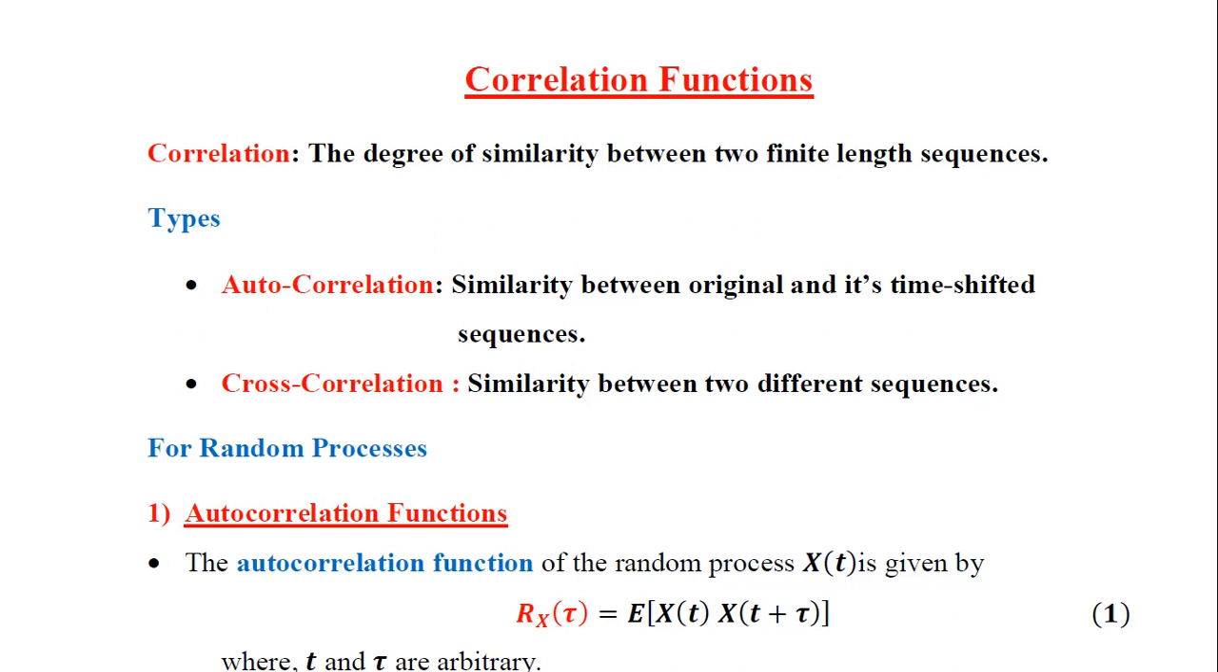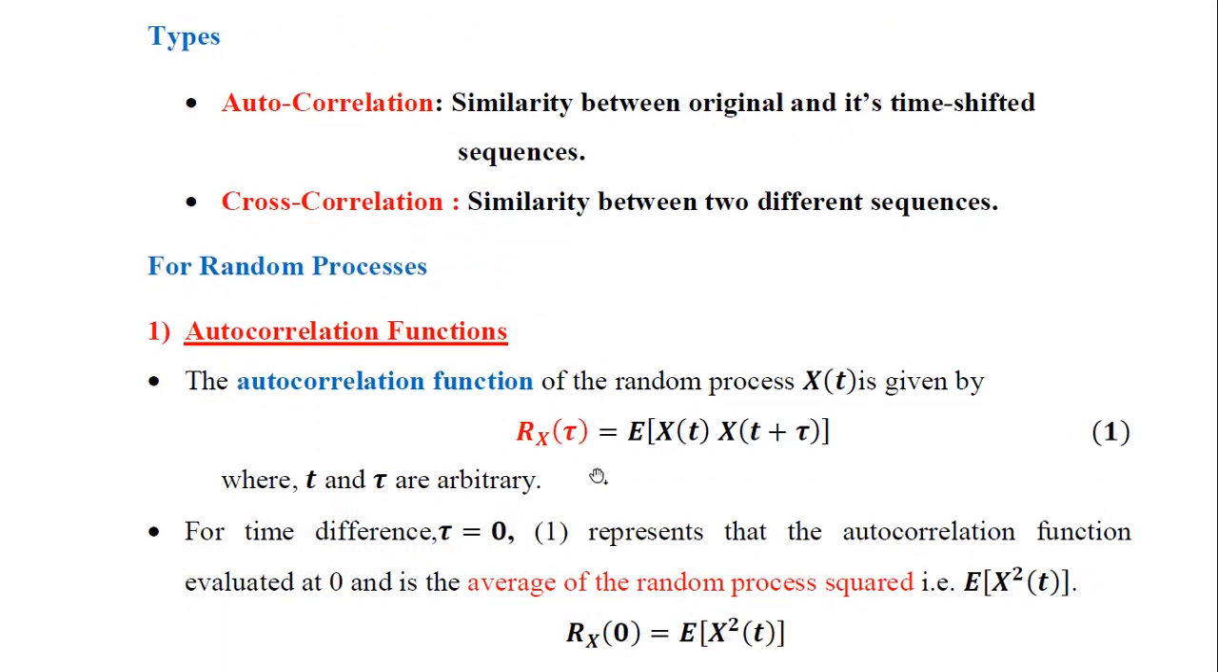What is autocorrelation here? The degree of similarity between the original and its time shifted sequence is termed the autocorrelation. But the cross correlation finds the degree of similarity between two totally different sequences. Now for random processes, we are going to work with both auto and cross correlation functions. The first subtopic is autocorrelation functions.